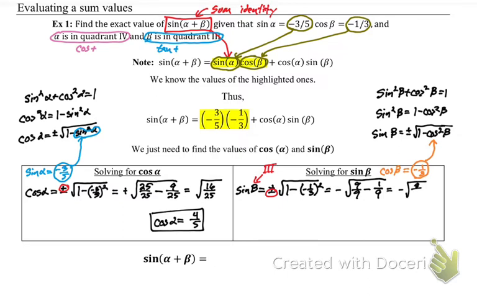square root of 8/9. So our sine beta is going to equal a negative, I'm going to tell you right now, square root of 8, 4 goes into it. So square root of 8 equals square root of 4 times 2. Square root of 4 is 2. So 8 reduces to 2. Square root of 2/3.